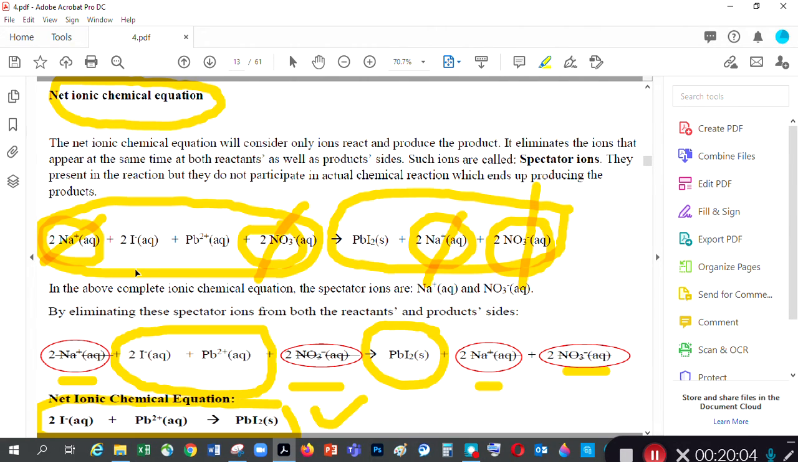And as a matter of fact, the net ionic chemical equation is a very important equation. Why? Because it shows us which ionic species are really taking part in the chemical reaction. So all the sodium and nitrate on both sides are there inside the reaction, but they are chemically inactive. So we call them spectator ions, watchers. They watch the chemical reaction without participating in it.